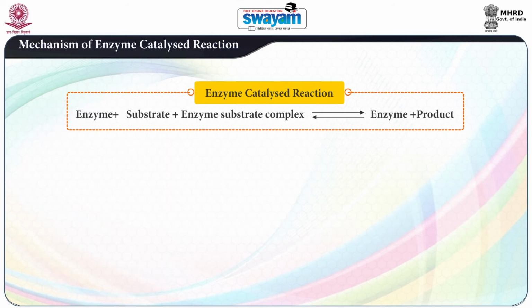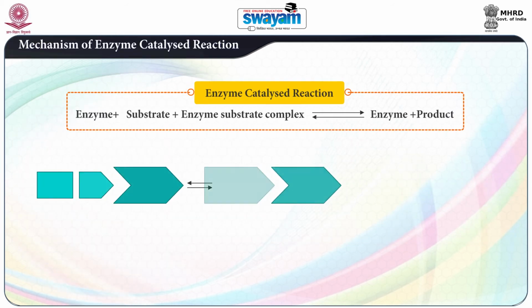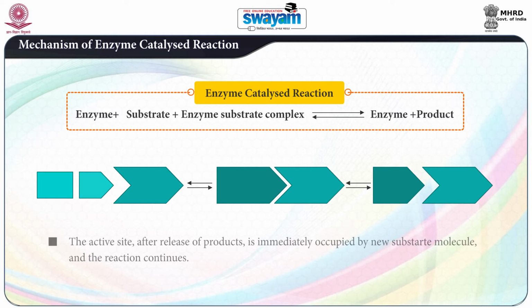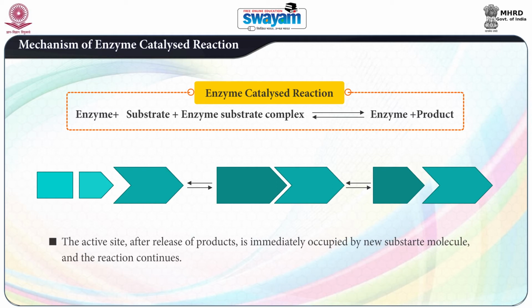A typical enzyme catalyzed reaction is represented as follows. We have the enzyme, we have the substrate, which goes and joins on the active site of the enzyme. This is called the enzyme substrate activated complex. The activated complex breaks, the product is released and the enzyme is regenerated. And the active site is again immediately occupied by a new substrate molecule and the reaction continues.